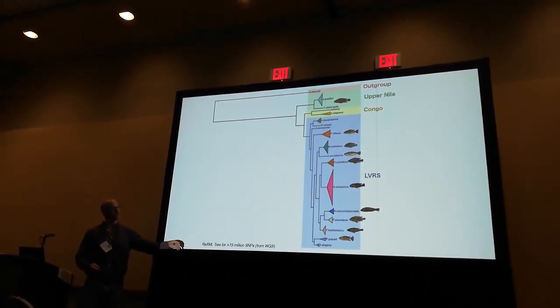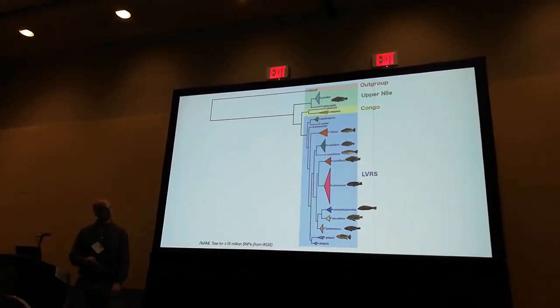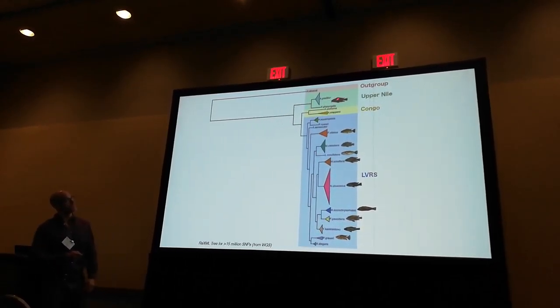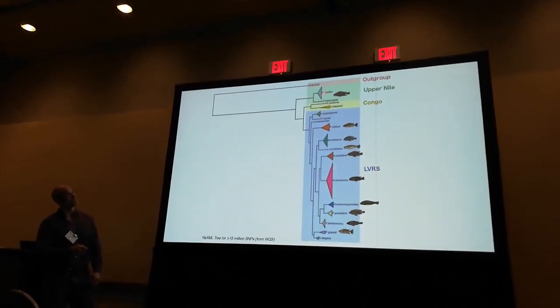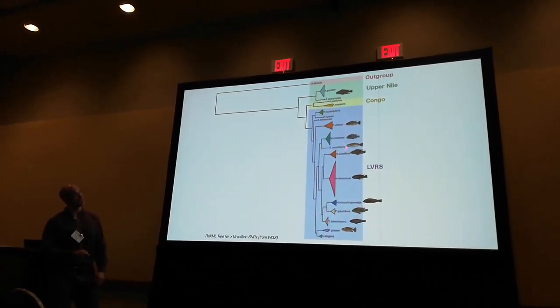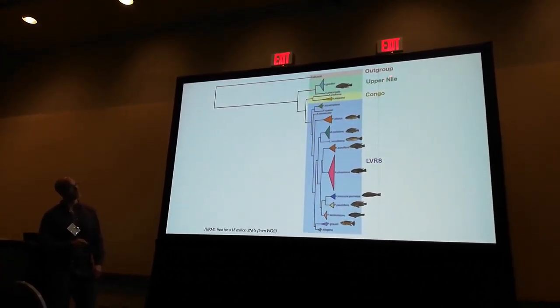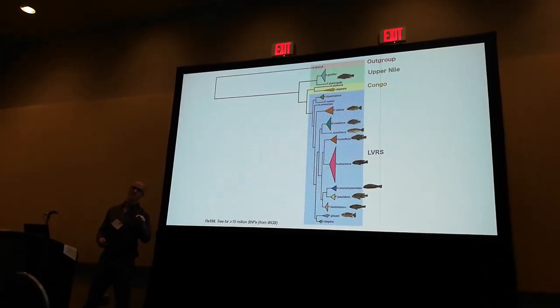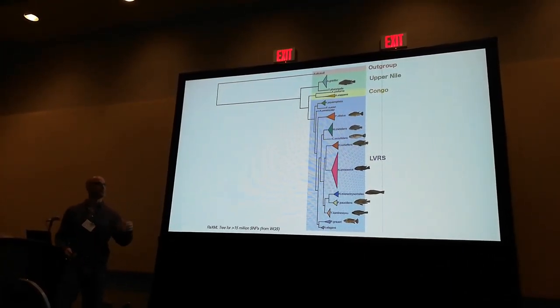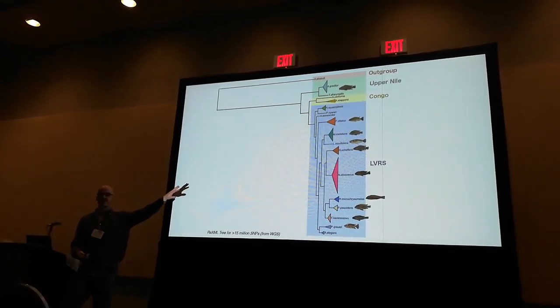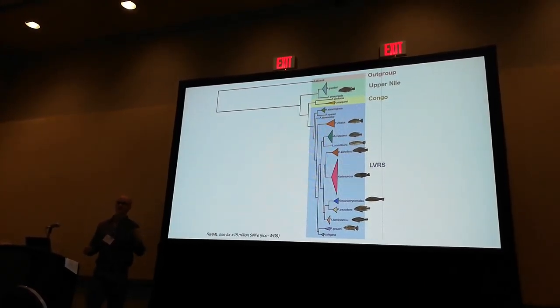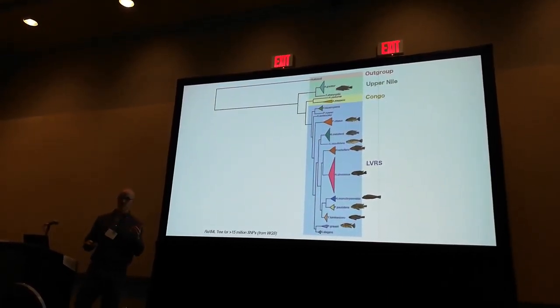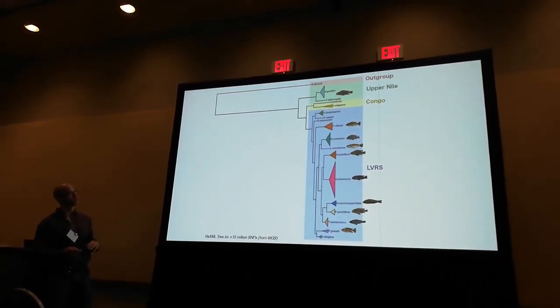This is a RAxML tree for whole genome sequence data. But what we found is quite a bit of discordance in the relationship between these three taxa, the LVRS, the Congo, and the Upper Nile. Now that's not terribly surprising. This is a rapid radiation, those are short branches, lots of ILS. And as I mentioned, we have introgression from the Upper Nile into the LVRS, all things that will cause discordance. But it was pretty extreme, at least as far as I was concerned.